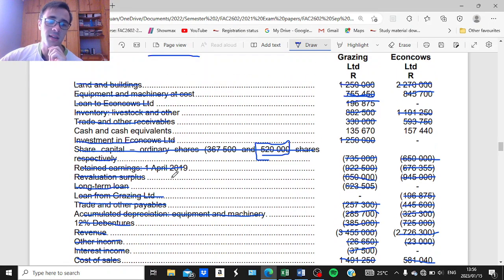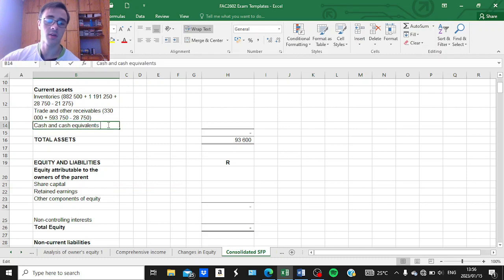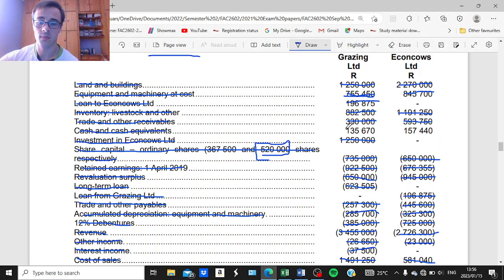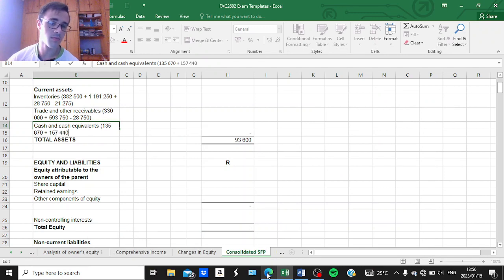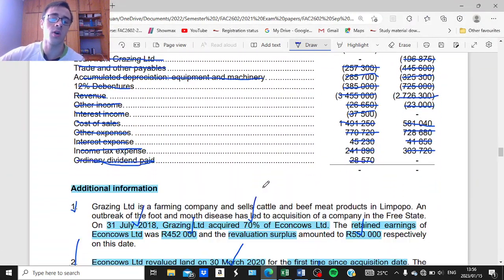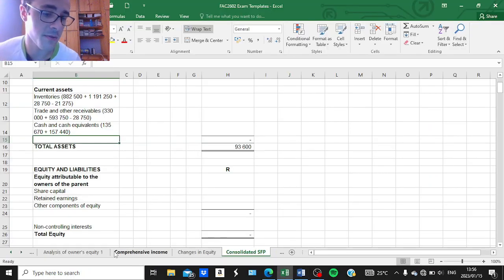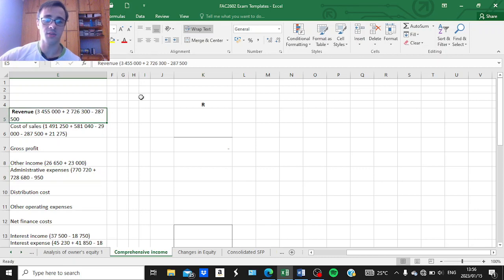Okay. And then we need to account for cash and cash equivalents in the current assets section. So 135,670 plus the amount for the subsidiary, 157,440. Okay, so now we can just finish drafting all the consolidated financial statements. So let us first do the consolidated statement of profit or loss and other comprehensive income. Just copy this.